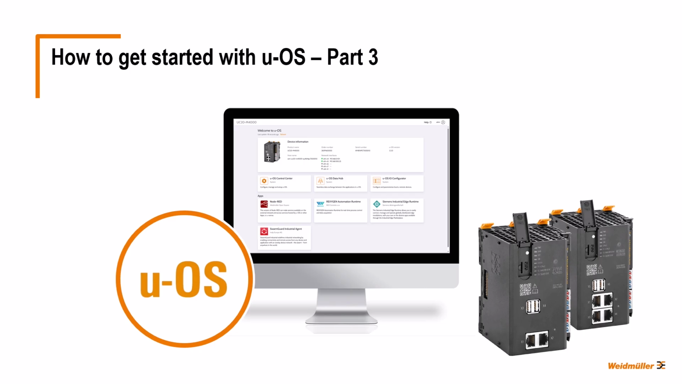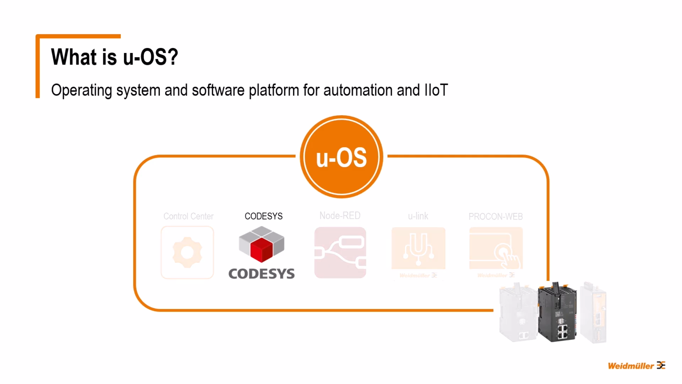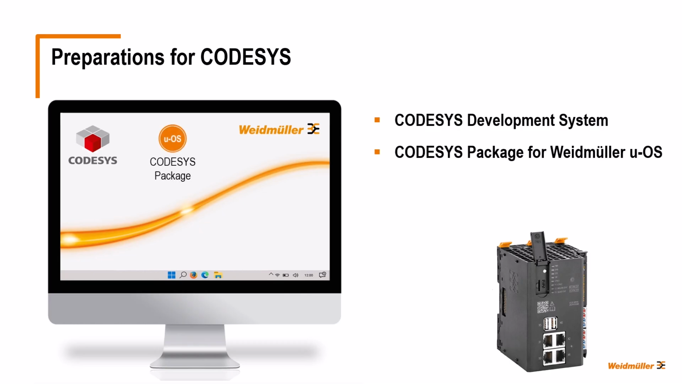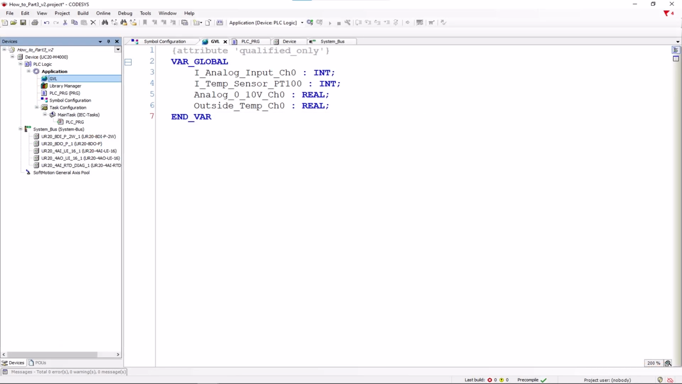In the previous part of this series, we have already seen how to use a UOS device as a PLC. To do this, we downloaded and installed the CODESYS development system on our computer, installed the corresponding CODESYS package for Weidmüller UOS so that we can use Weidmüller devices and modules in CODESYS, downloaded the CODESYS runtime from the Weidmüller Support Center and installed it on UOS on a U-control, and created a small CODESYS project to test the installations.